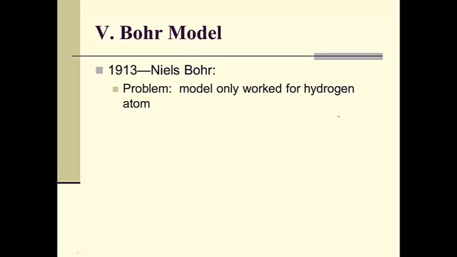Now the problem with Bohr's model was that it only worked for hydrogen atoms. Hydrogen only has 1 electron in it. Once you put in more than 1 electron, the math just didn't work out anymore.